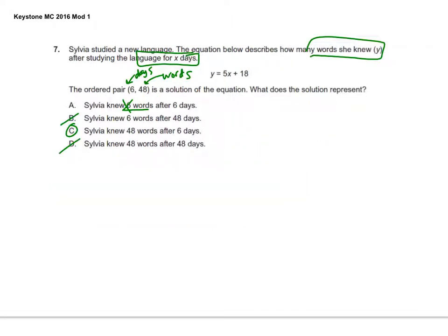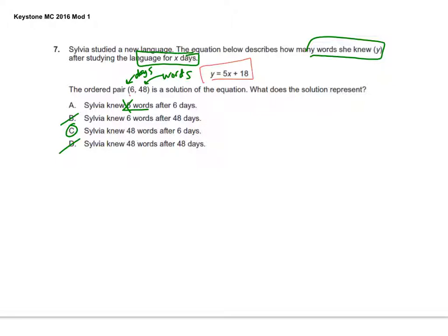Again, another problem where we see a start and a rate of change. So we have this equation describing how many words she knew in X days. So they tell you what an answer is. And remember, they're telling you X is days and Y is words. So what does that solution mean?